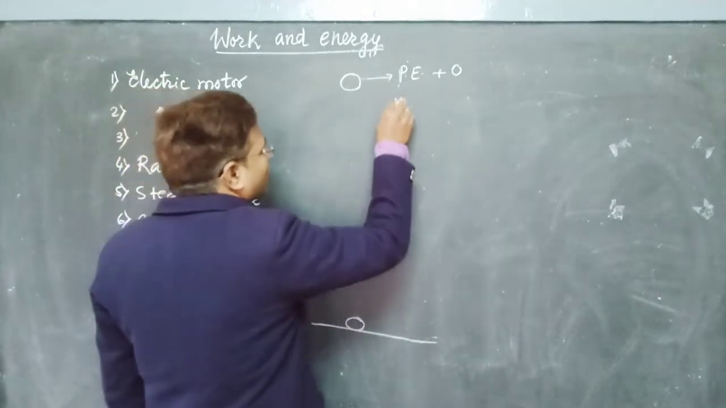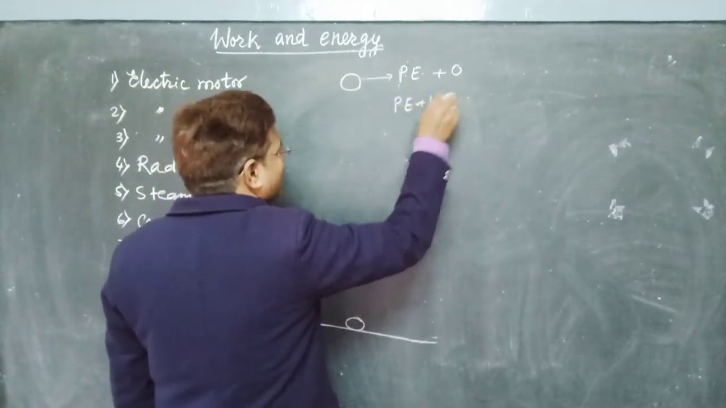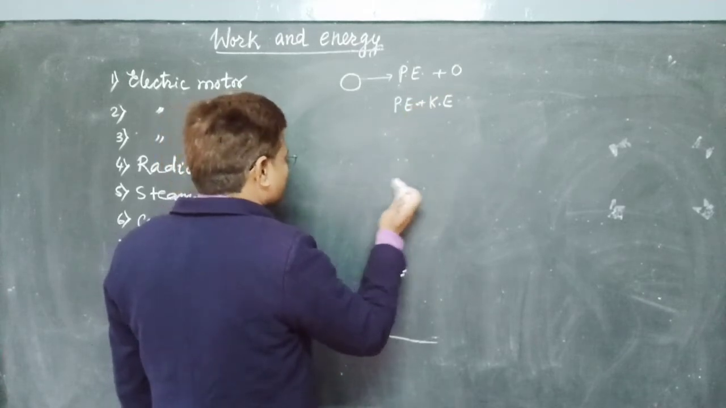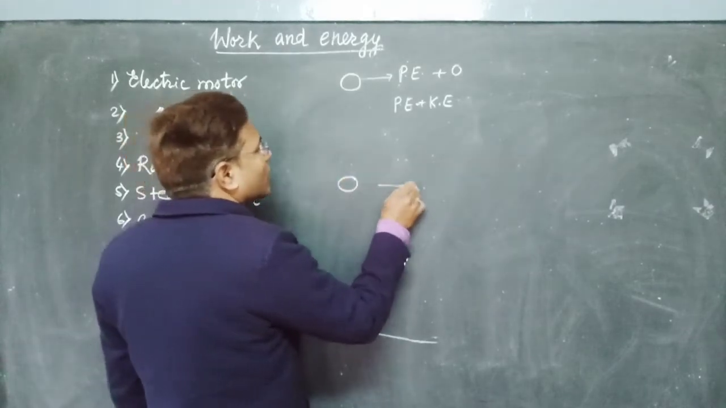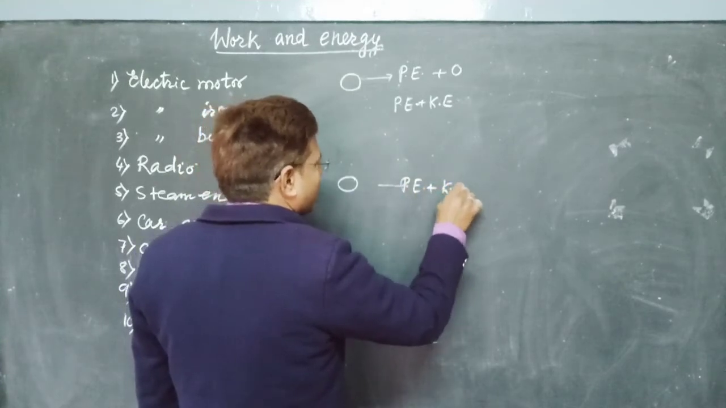So it will have what? It will have both potential energy as well as kinetic energy. And similarly, it will go on: potential energy, kinetic energy, potential energy. Both will be there. In the middle state, we can say it will have more or less equal amounts of potential energy and kinetic energy.